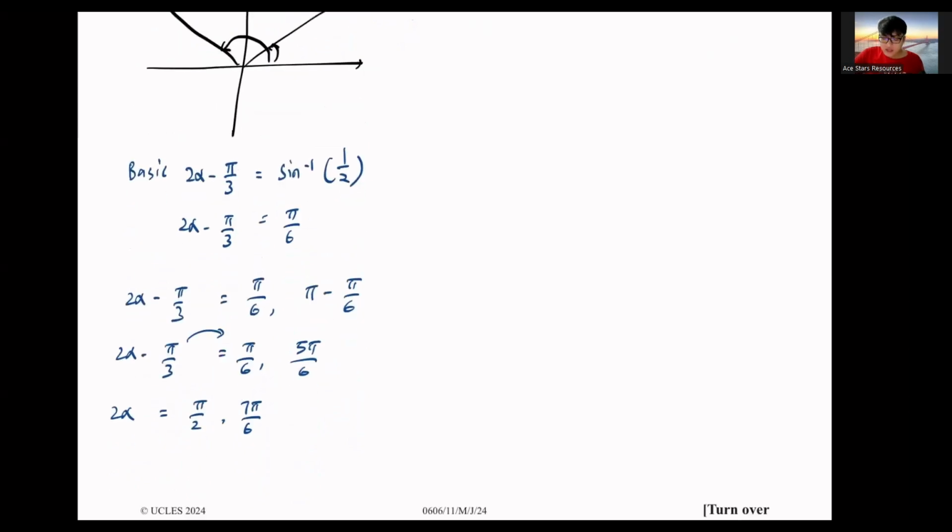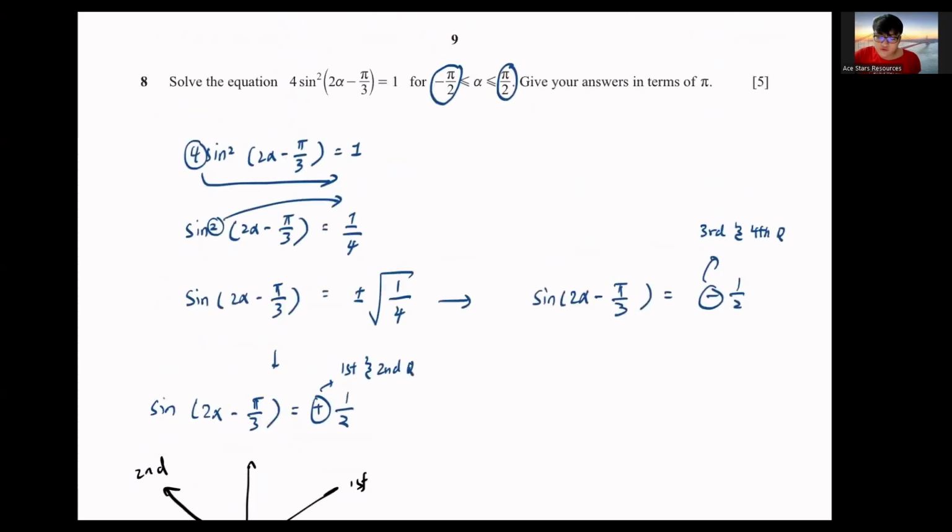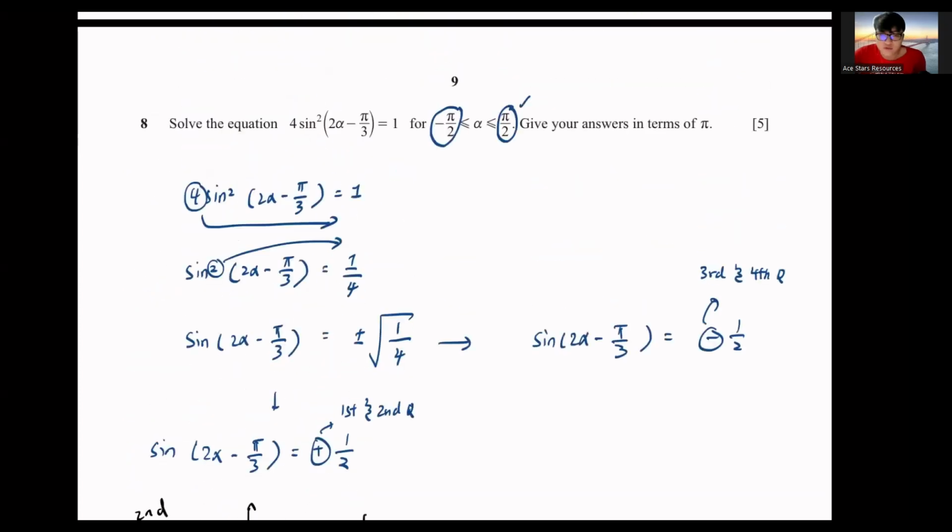Alright? And divided by 2, so alpha is pi over 4 and 7 pi over 12. But this is going to be rejected because the value of 7 pi over 12 is far greater than pi over 2. So that's why it's already out of the wanted region.